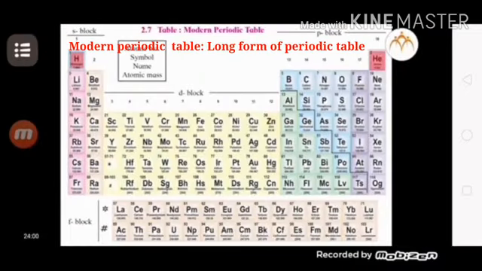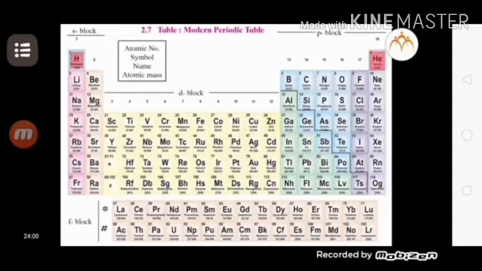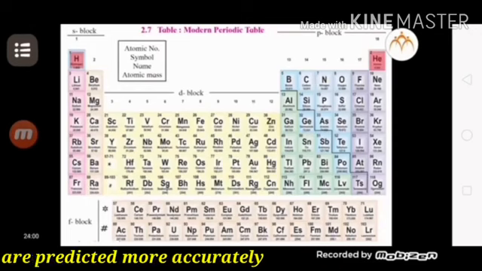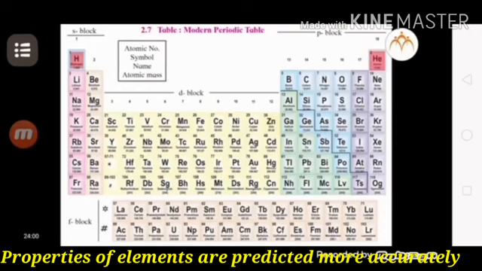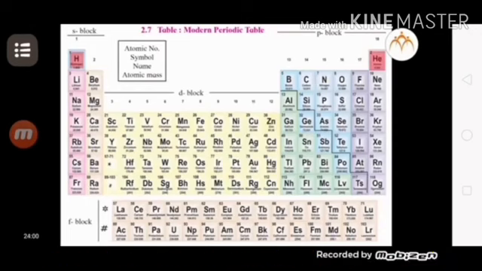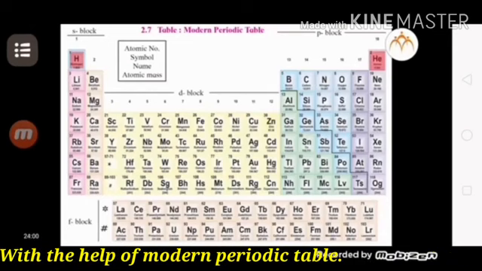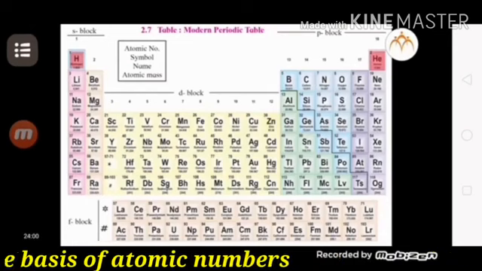Modern periodic table, long form of periodic table. The classification of elements resulting from an arrangement of elements in an increasing order of their atomic numbers is the modern periodic table. The properties of elements can be predicted more accurately with the help of the modern periodic table, formed on the basis of atomic numbers.